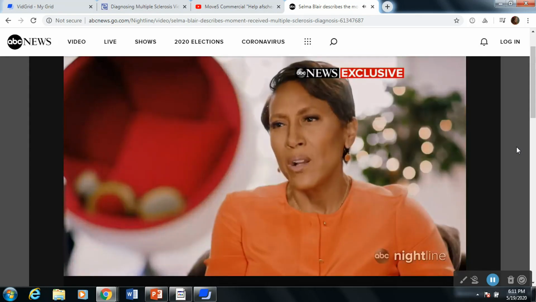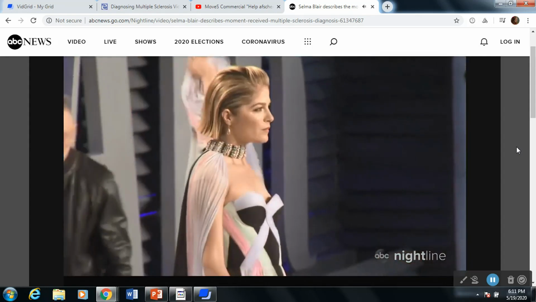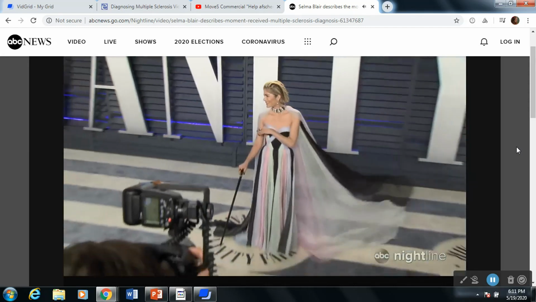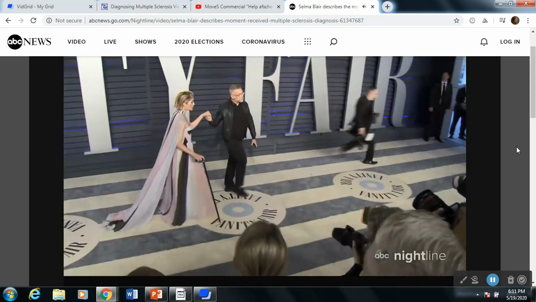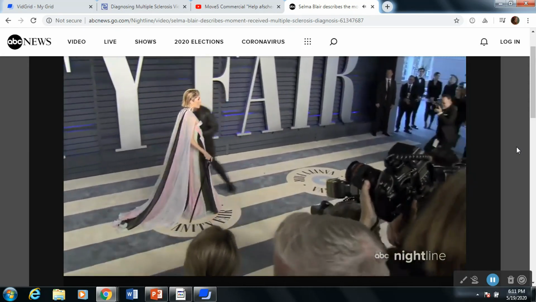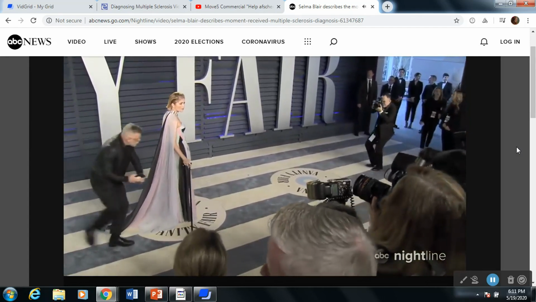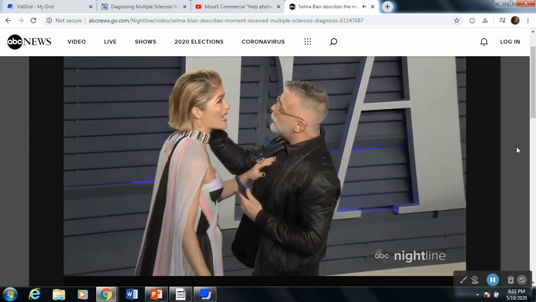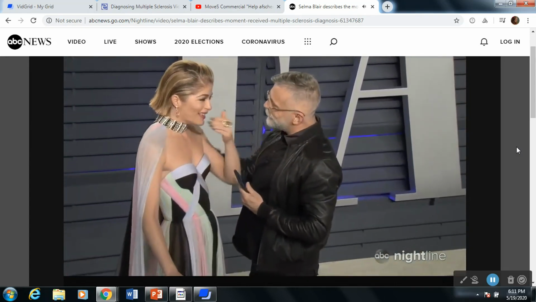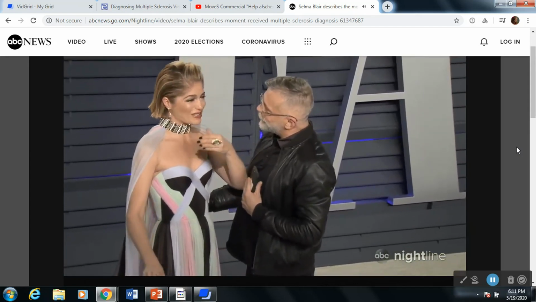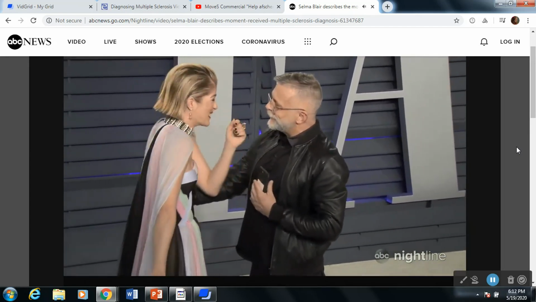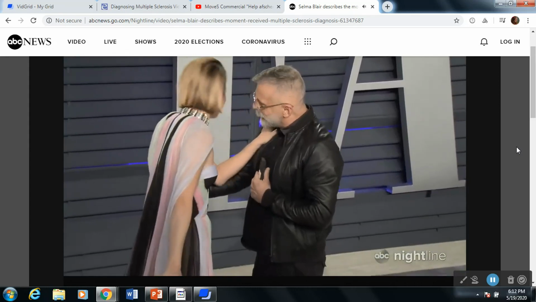Wow. On Sunday, Selma made an emotional return to the red carpet. Take your time. For the first time since going public with her diagnosis 4 months ago, attending the Vanity Fair Oscar party with the support of her customized cane. A moment of triumph. Her tears of happiness earning cheers from the press line.